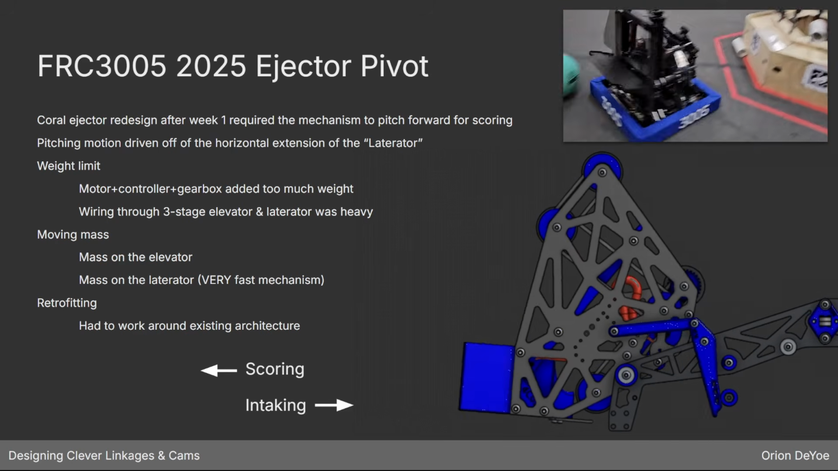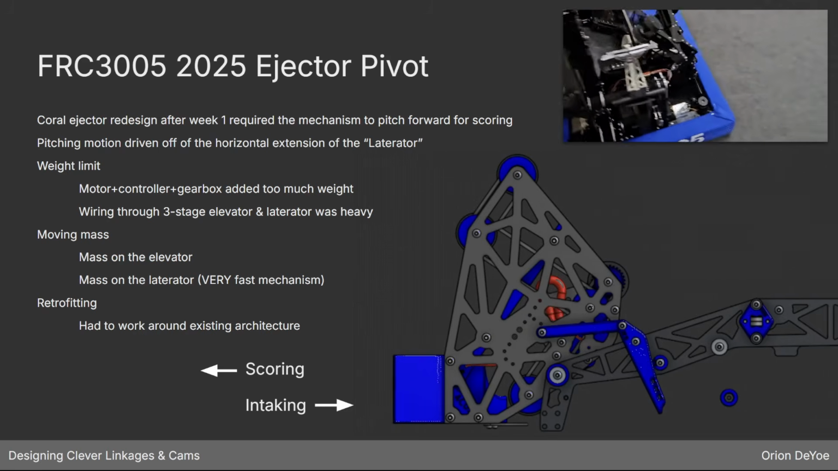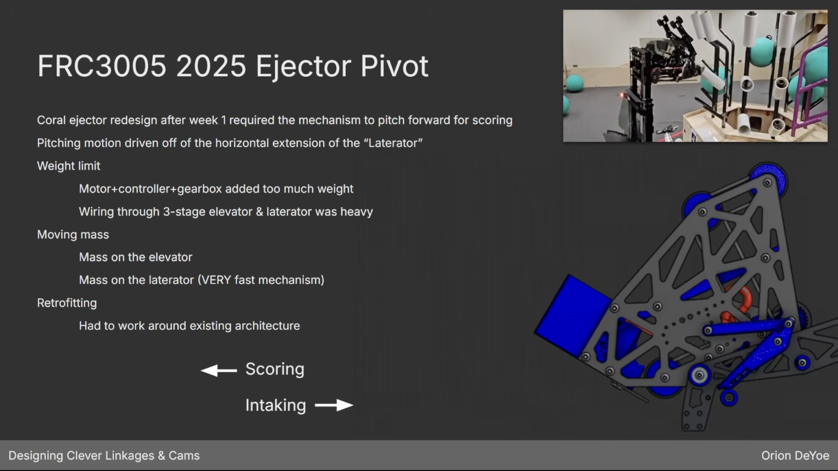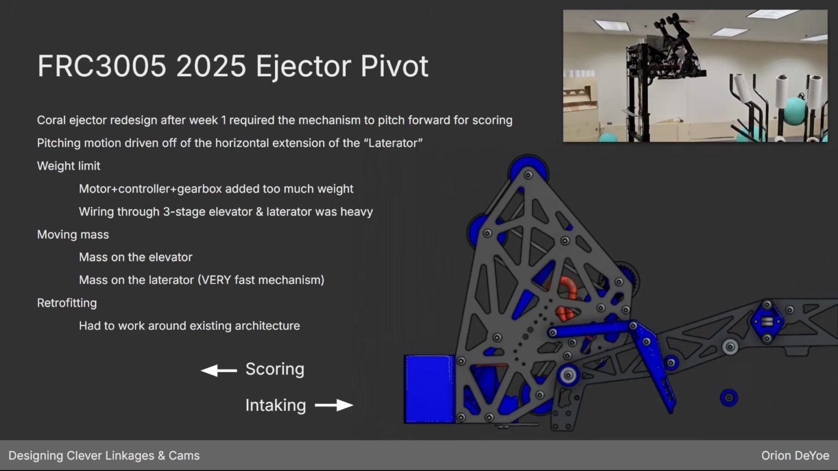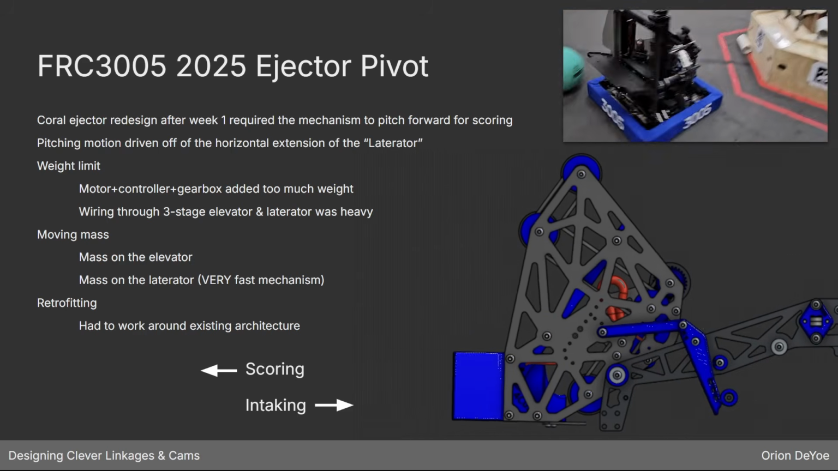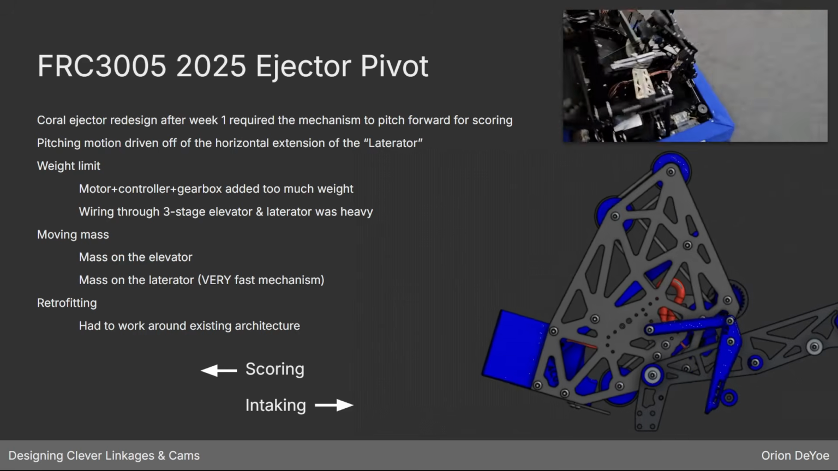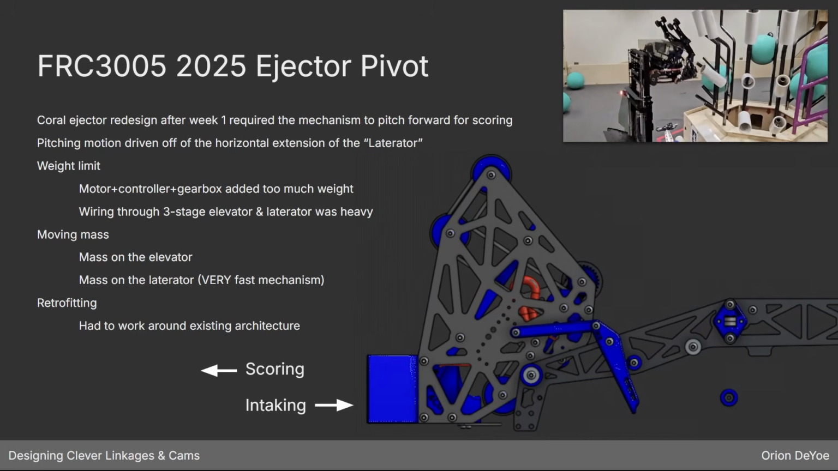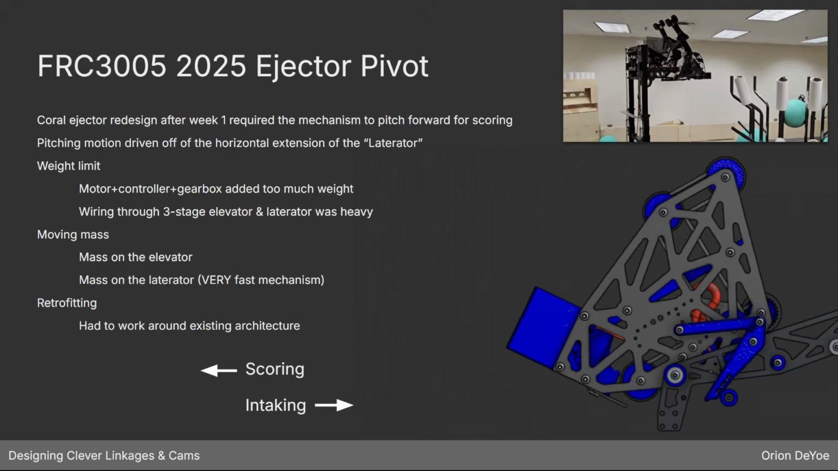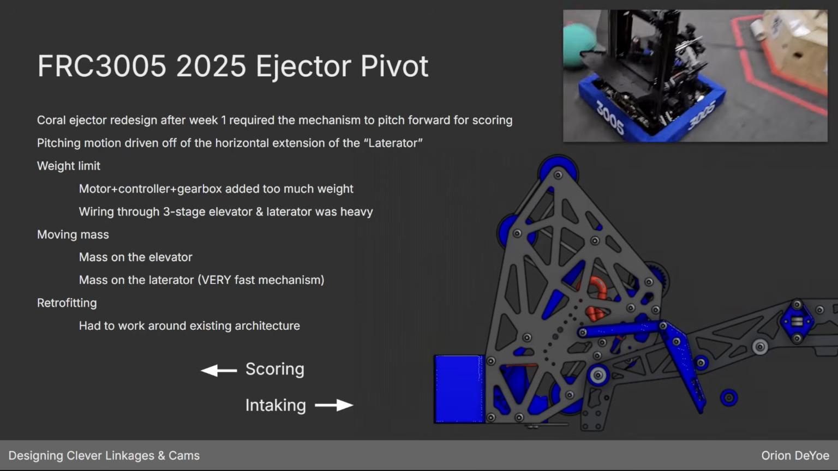So we were trying to get rid of that, and so we needed the ejector to pivot between two orientations, because we needed to roll into a shallower angle to feed from the human player station, and then we needed to be more vertical to score on the top level.